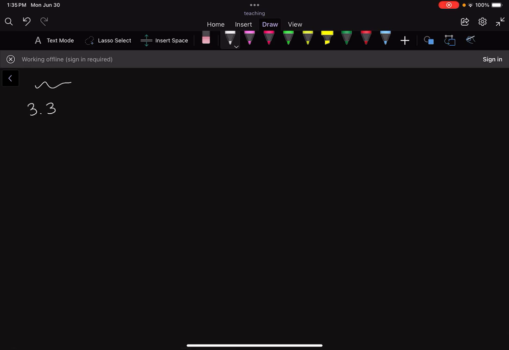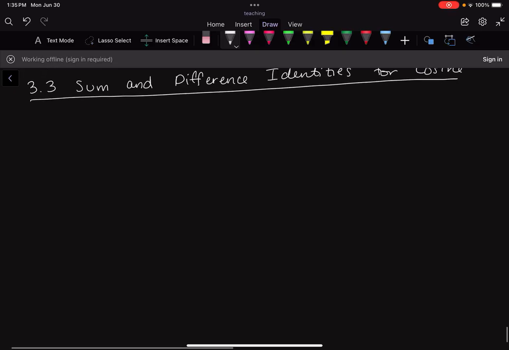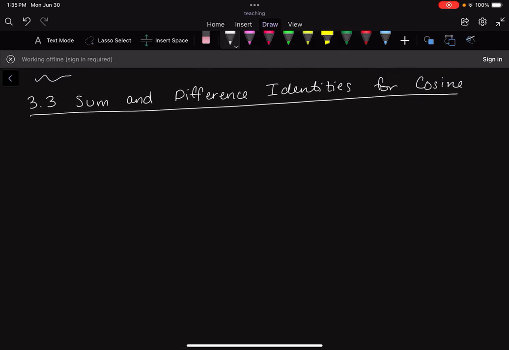So 3.3 is sum and difference identities for cosine. Now there is a proof of these identities if you would like to take a look at it, but I'm not going to show it in this video.